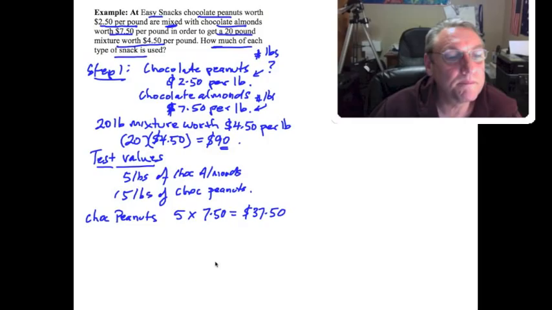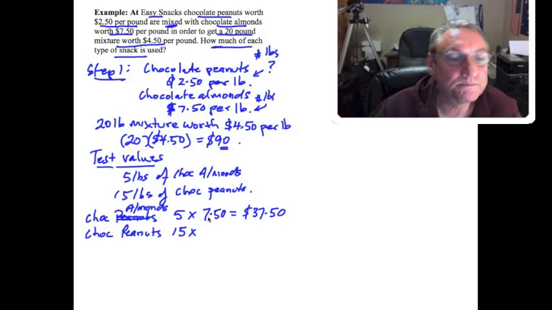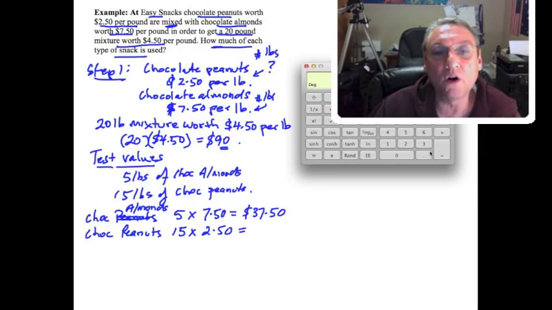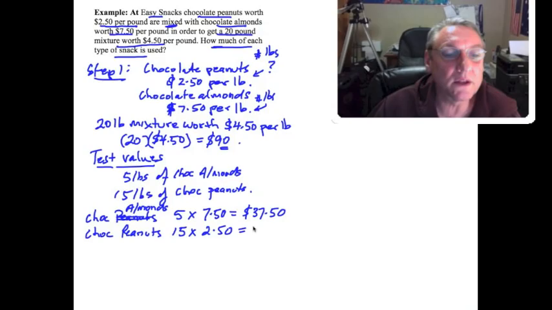And then, oops, that was almonds. And then we have chocolate peanuts, 15 at $2.50. That's going to be what? That looks like it's going to be $37.50 as well. So it's 10 is 25, and then 5 times 2.50. We can use our calculator if you get stuck. 5 times $2.50, yep, $37.50. That's right. Now, when I add those up, I end up with $75, a little bit short of our $90.